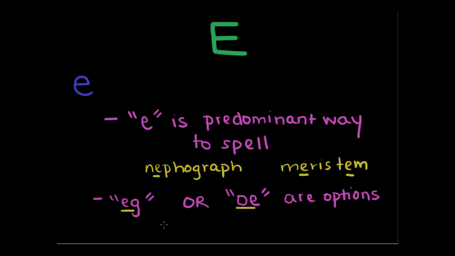But an example would be phlegm, for this. From Greek, like phlegma, meaning flame. So you have the EG there. With OE, you have esophagostome.